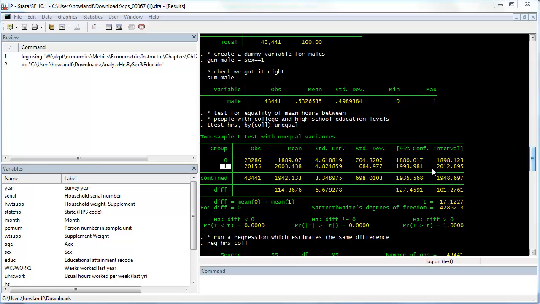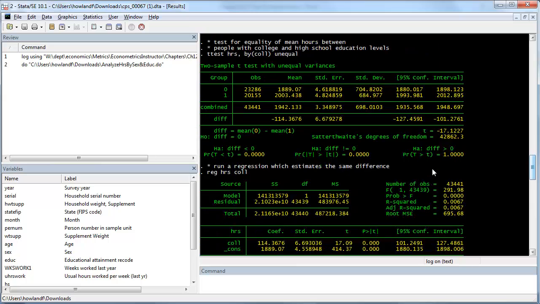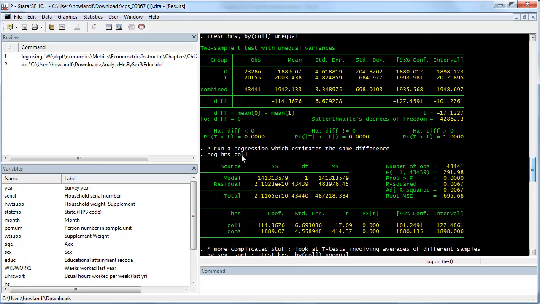So let's just run a very simple dummy variable regression. We regress hours on the dummy variable college. And you can see that we get a coefficient estimate of 114.3676, which is exactly the difference between the two groups that we analyzed a moment ago when we did the t-test. In other words, it's exactly the difference in the sample averages of the two groups.